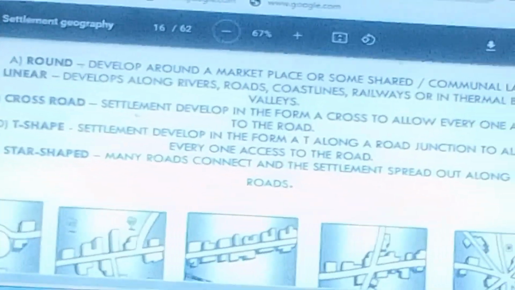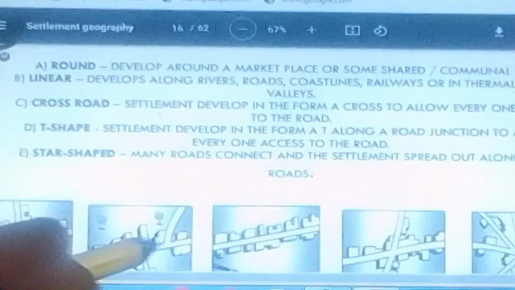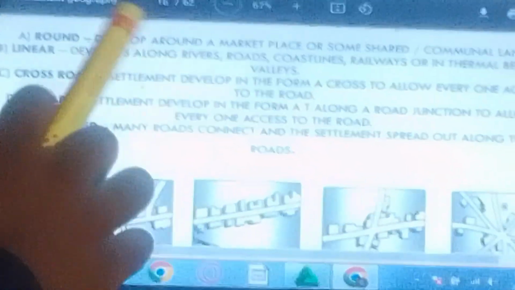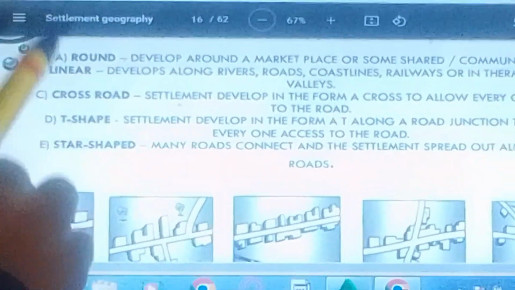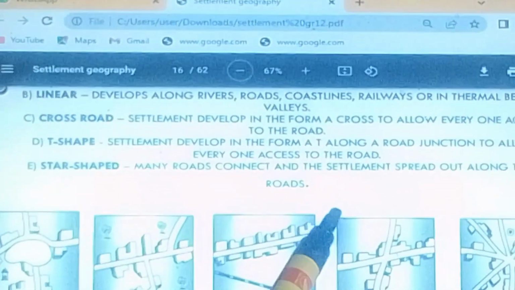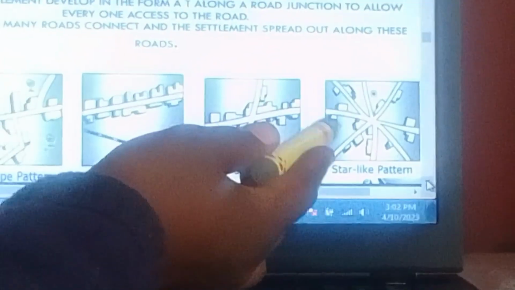Now, what are the reasons for different shapes of rural settlement patterns? For example, if we have a round settlement pattern, it might mean that there's a marketplace that is shared by a communal land. If it is linear, it means that the settlement is along road networks or along a river. If there is a crossroad, we usually say it's a crossroad settlement pattern. A crossroad settlement pattern, the influence is usually a road because there's a crossroad.